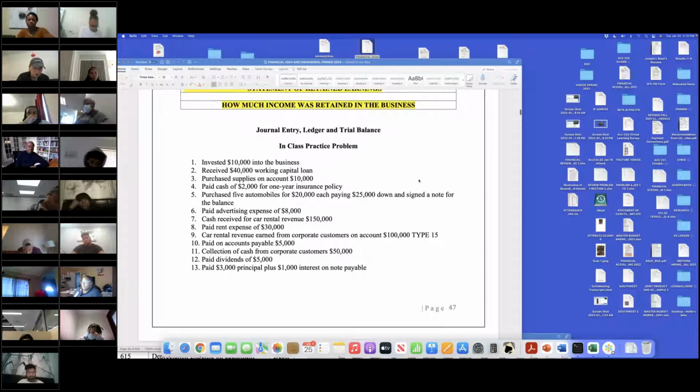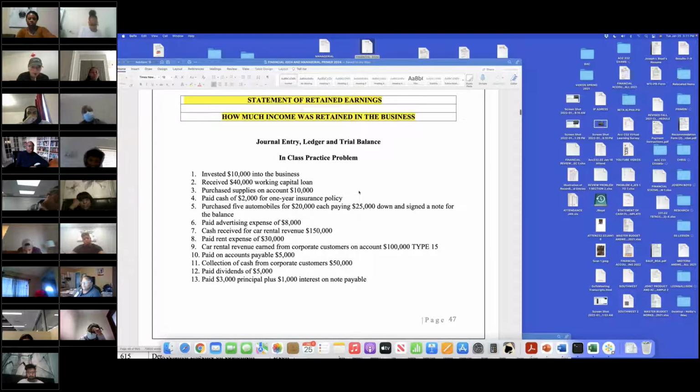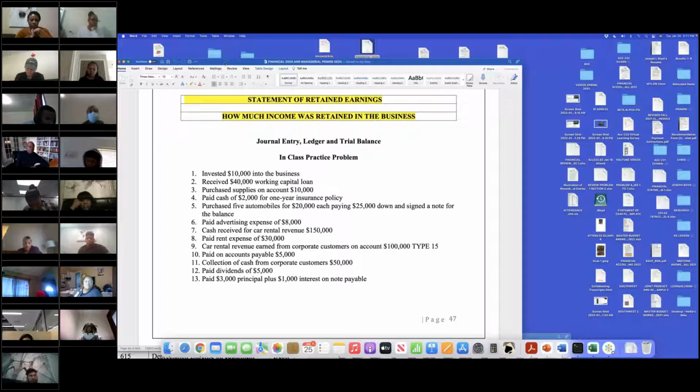There are 13 journal entries. The first journal entry is we invested $10,000 into the business. Everybody, just make a note of that. If you can't see it, the first journal entry is that we invested $10,000 in the business. That's how we always start the problems, to make sure you can do that journal entry. So given that we've invested $10,000 into the business, the first thing we're going to do is go to our journal entry types.